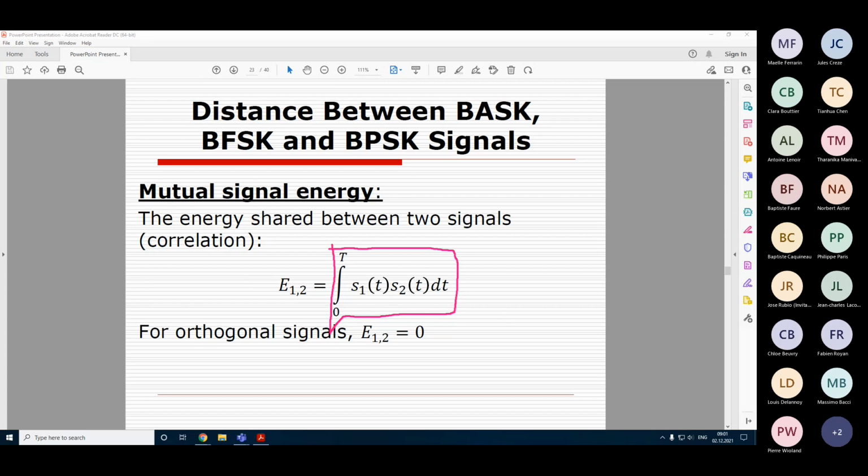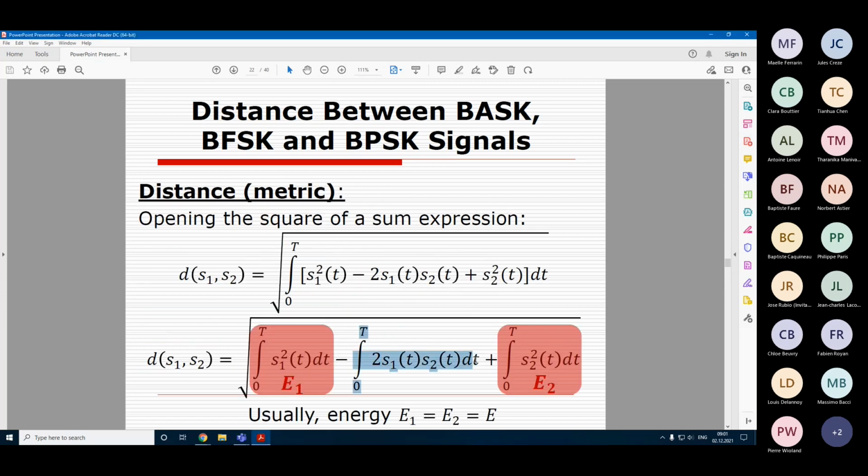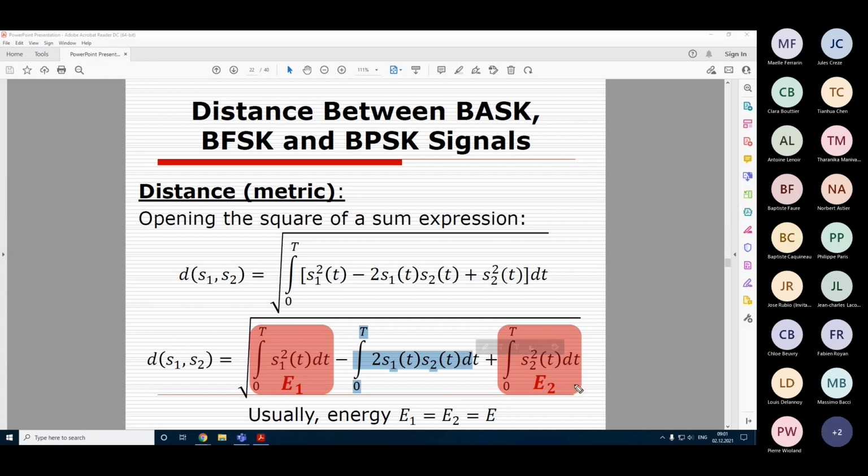So for binary frequency shift keying, this accordingly means that here we will have just 0, and we are going to have under the square root just simple 2E for binary frequency shift keying. For binary amplitude shift keying, we are going to have here the square root. So this is E, this is 0 because S2 is 0, and this is 0 because S2 is 0. So basically we are going to have simple E.